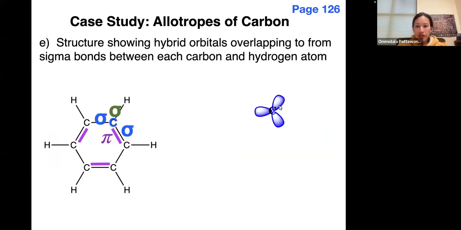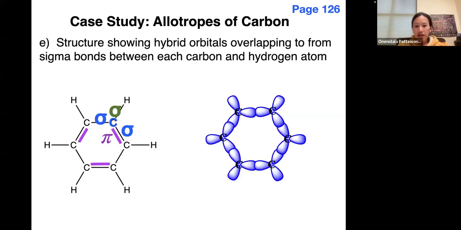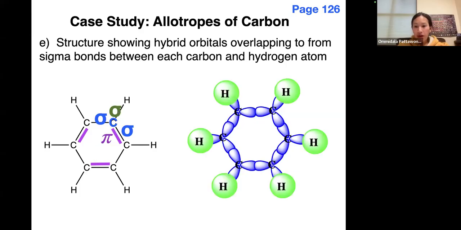So what would it look like then? This is trigonal planar, right? This is the sp2. When you put all 3 orientations together, it gives you trigonal planar. This one is going to make a sigma bond to another carbon, and then another carbon would make a sigma bond to another carbon, and so on until you get the ring structure. Then on the outside, those are the 2 sigma bonds. And the outside is going to form head-to-head overlap with hydrogen to form a sigma bond also.